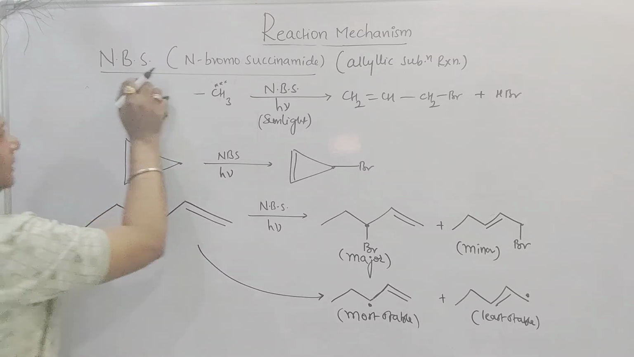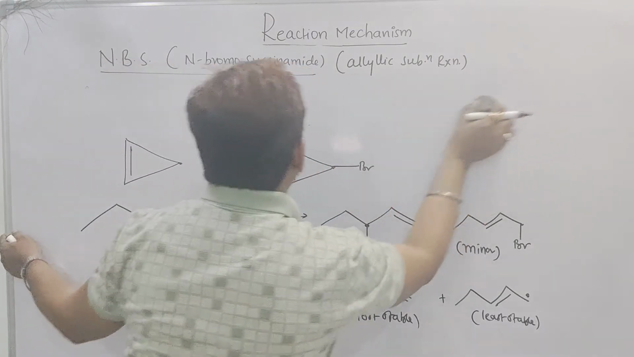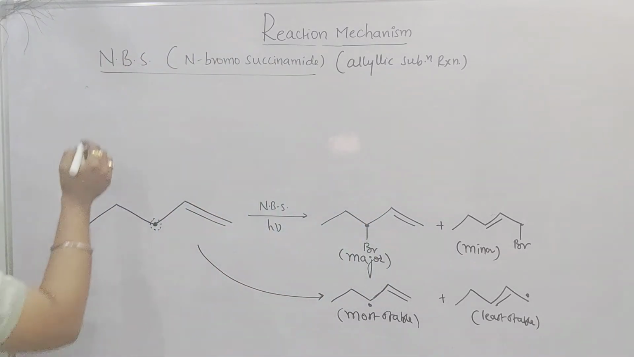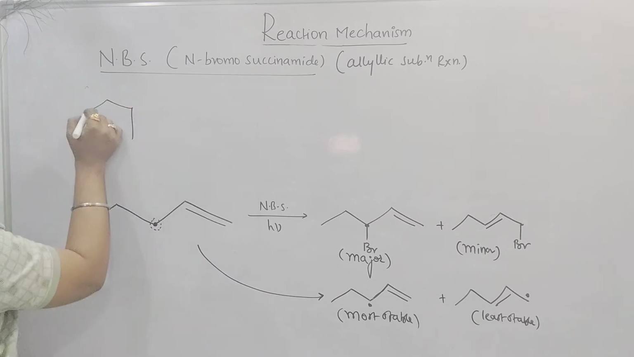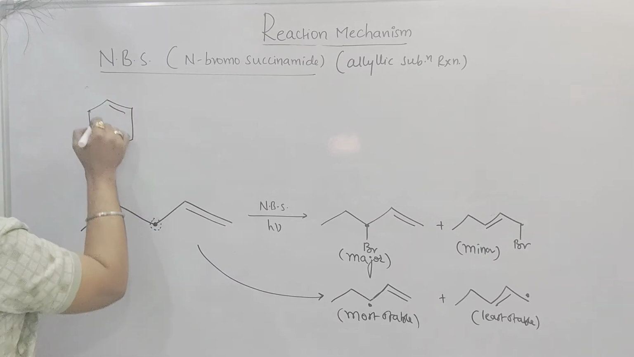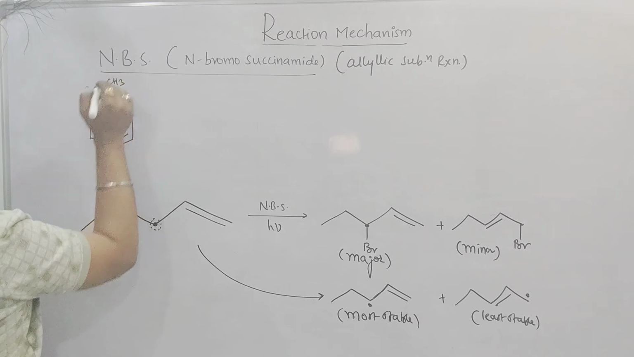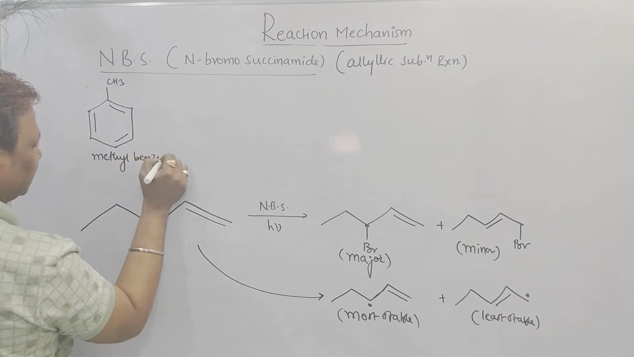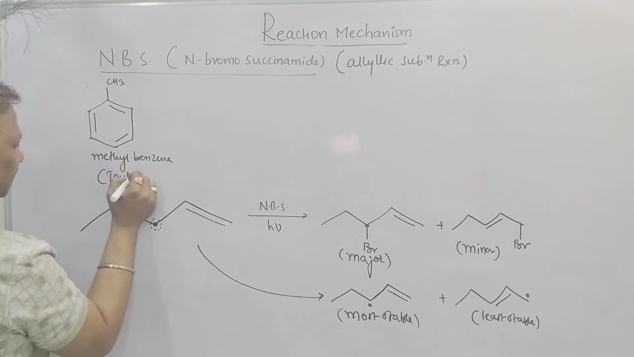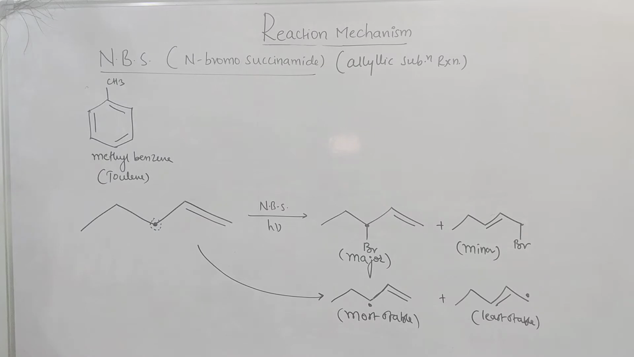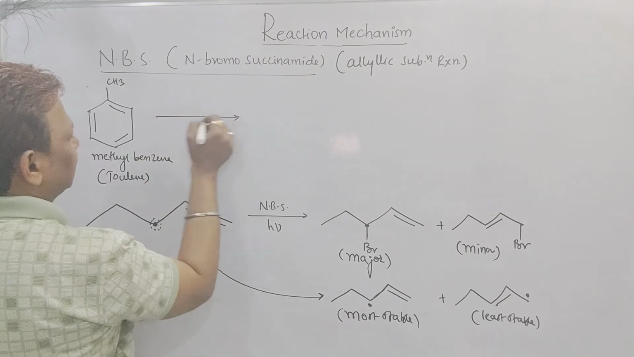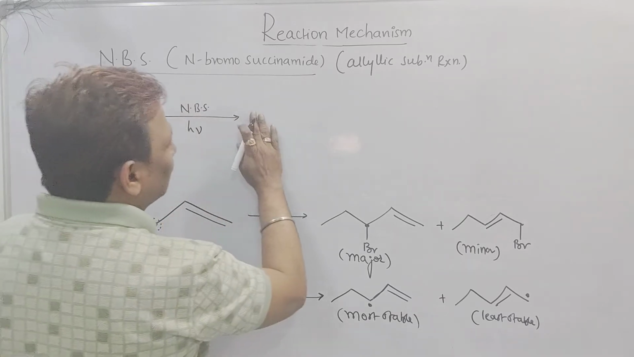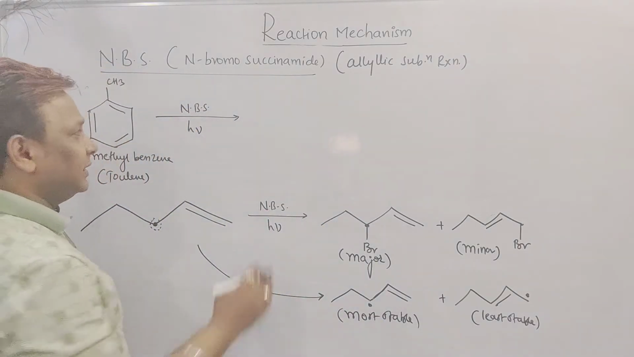Now, one more example. This is called methyl benzene. Sir, this methyl benzene is also called toluene. It is also called what, beta? Toluene. And now I am using the same, beta, NBS, in the presence of sunlight. They are asking how many products it will obtain. We will check it, beta.